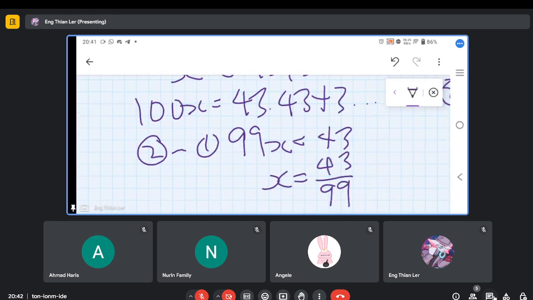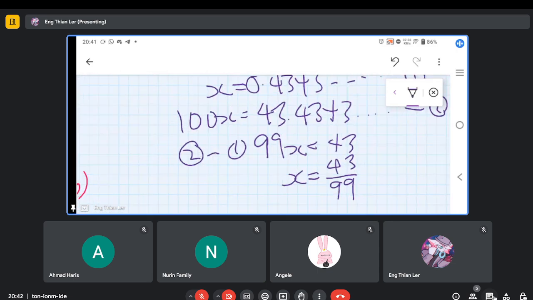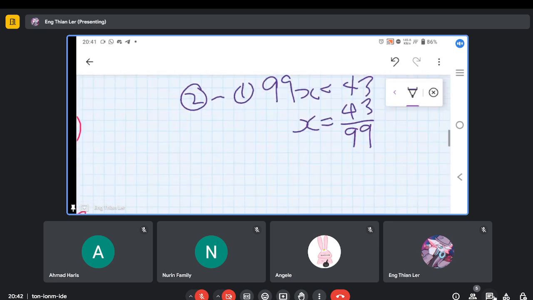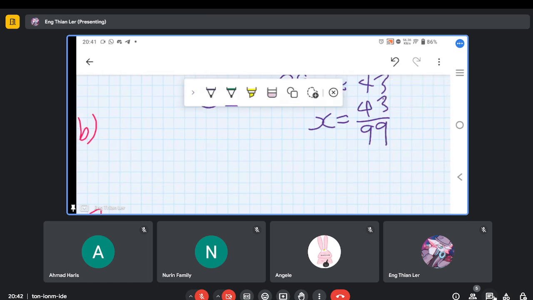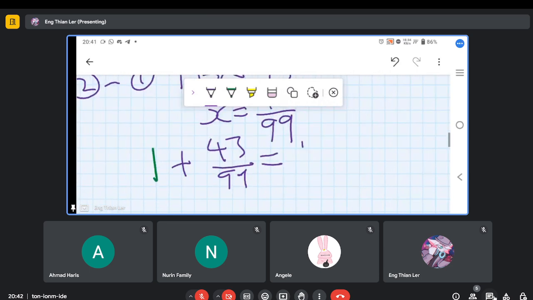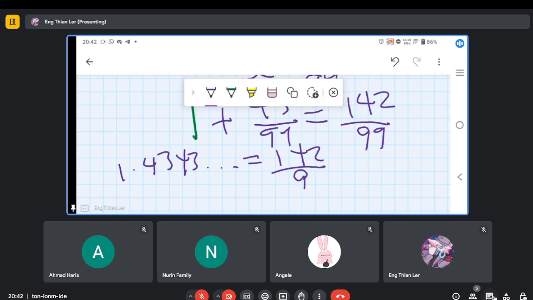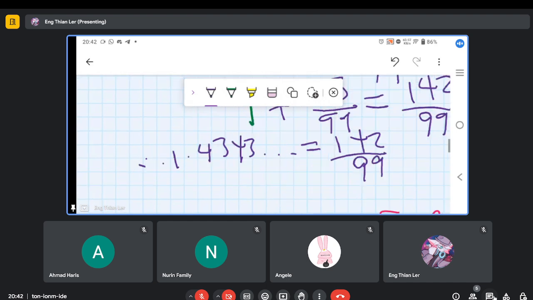But we're not done yet. Remember, we got a 1 right here. We need to add it back. So this is only the 0.43 part. So don't forget the 1 plus 43 over 99. With the calculator, 1 plus 43 over 99, we get 142 over 99. So we can write 1.4343 and so on equal to 142 over 99. And just like that, that's the answer.